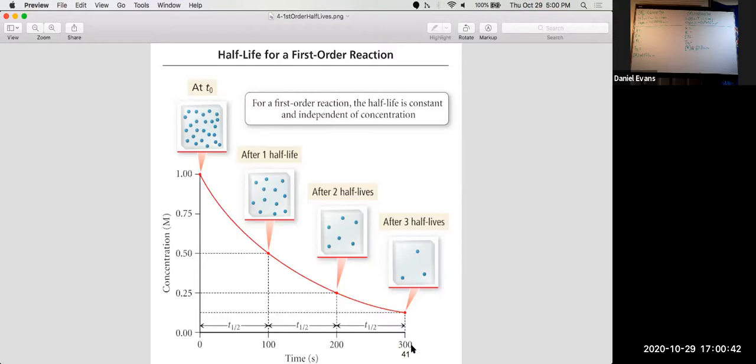200 seconds would be two half-lives. 300 seconds would be three half-lives. So the half-life is a constant. So our rate keeps getting slower and slower, and we can't point toward a hard endpoint. We just keep dividing until there's finally nothing left. But the half-life is a constant for a first order reaction.